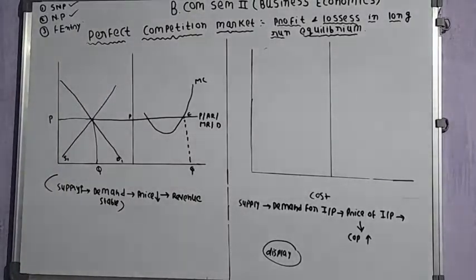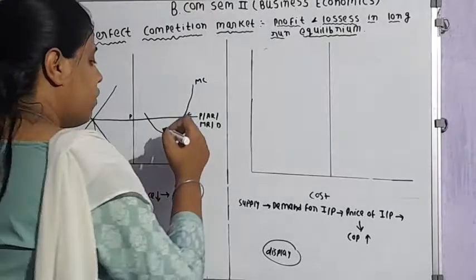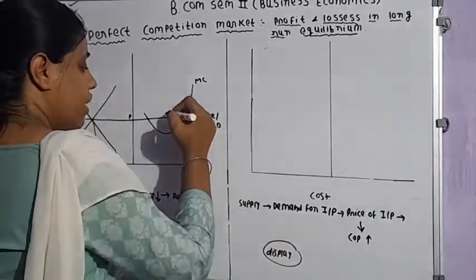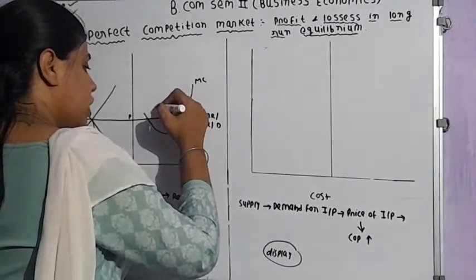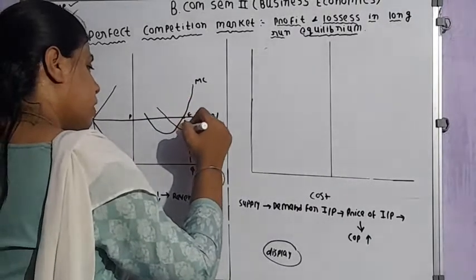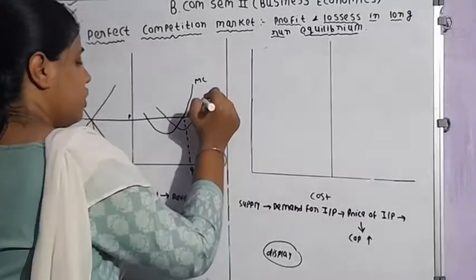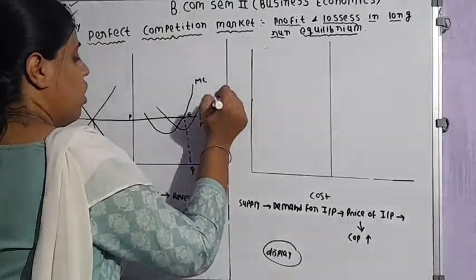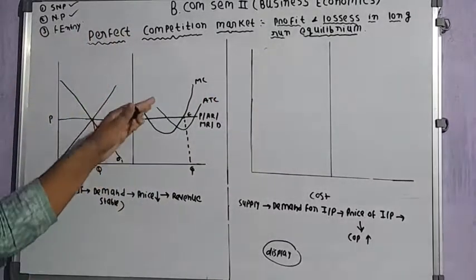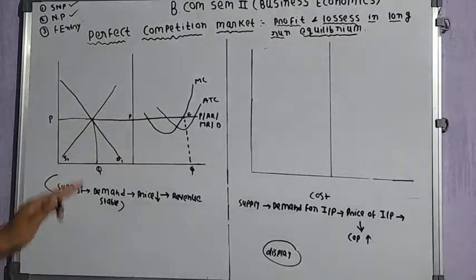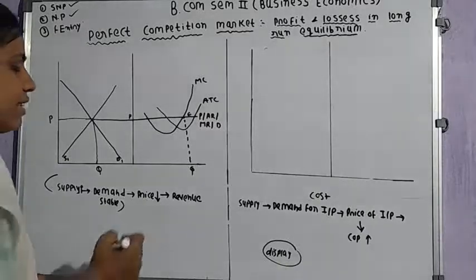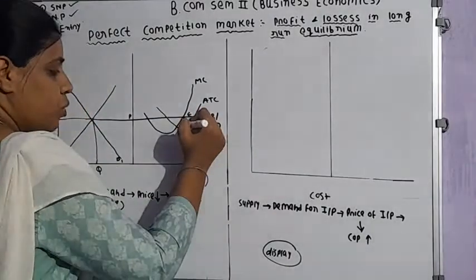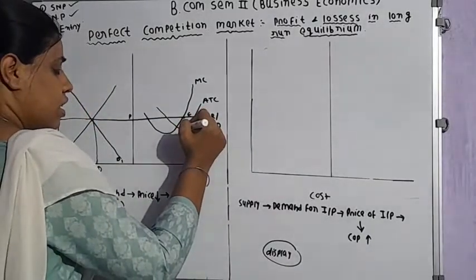Now in case of supernormal profit, what happens? The average total cost curve cuts the average revenue curve from below. Okay, so this is our average total cost curve, which is below the average revenue curve. It is showing that the average total cost is less than the average revenue. Like at this point it is intersecting.